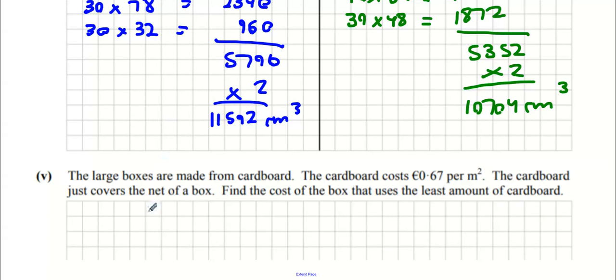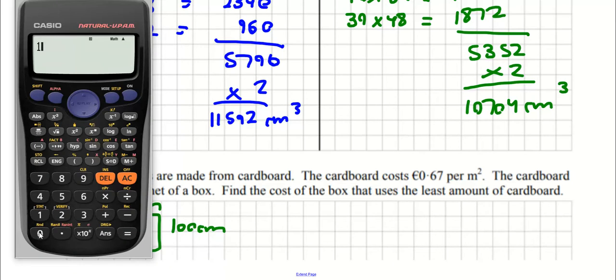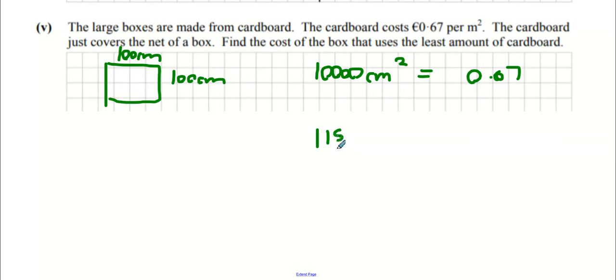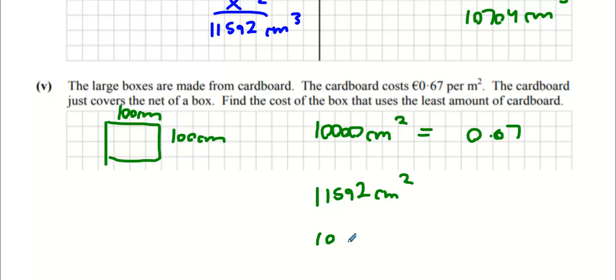Alright, let's think about what a meter squared is. A meter squared is 1 meter multiplied by 1 meter. And 1 meter squared is effectively 100 centimeters multiplied by 100 centimeters. So it's an area of 100 centimeters multiplied by 100 centimeters. So 100 multiplied by 100 is 10,000 centimeters, or sorry, centimeters squared equals 67 cents. We're first going to have to figure out what 11592 centimeters squared is, and then we're also going to have to figure out what 10,704 is.